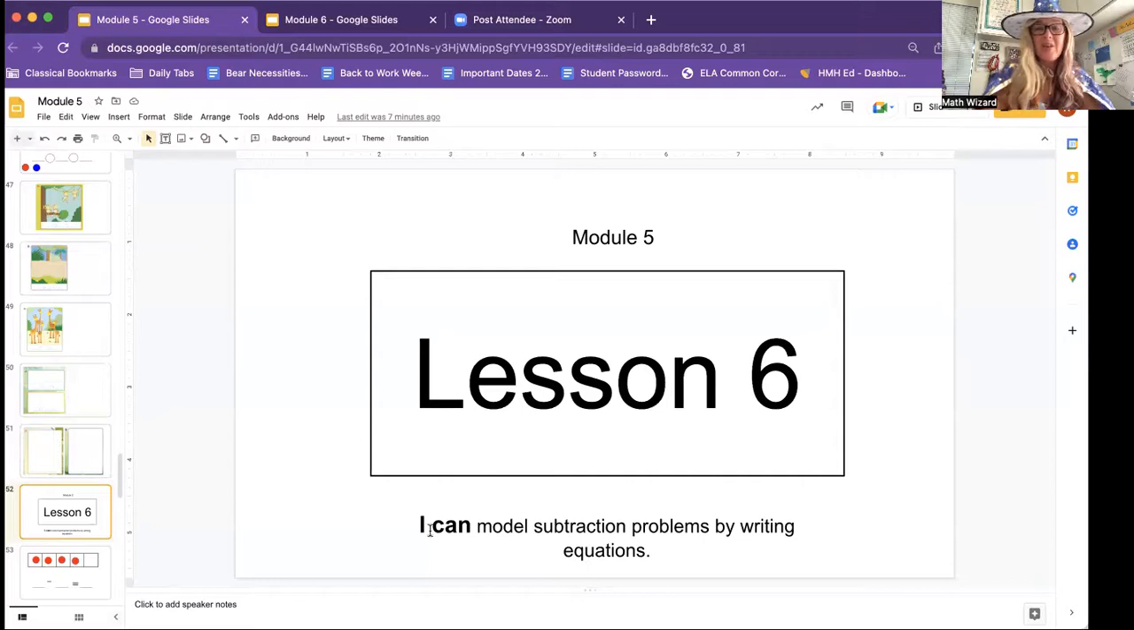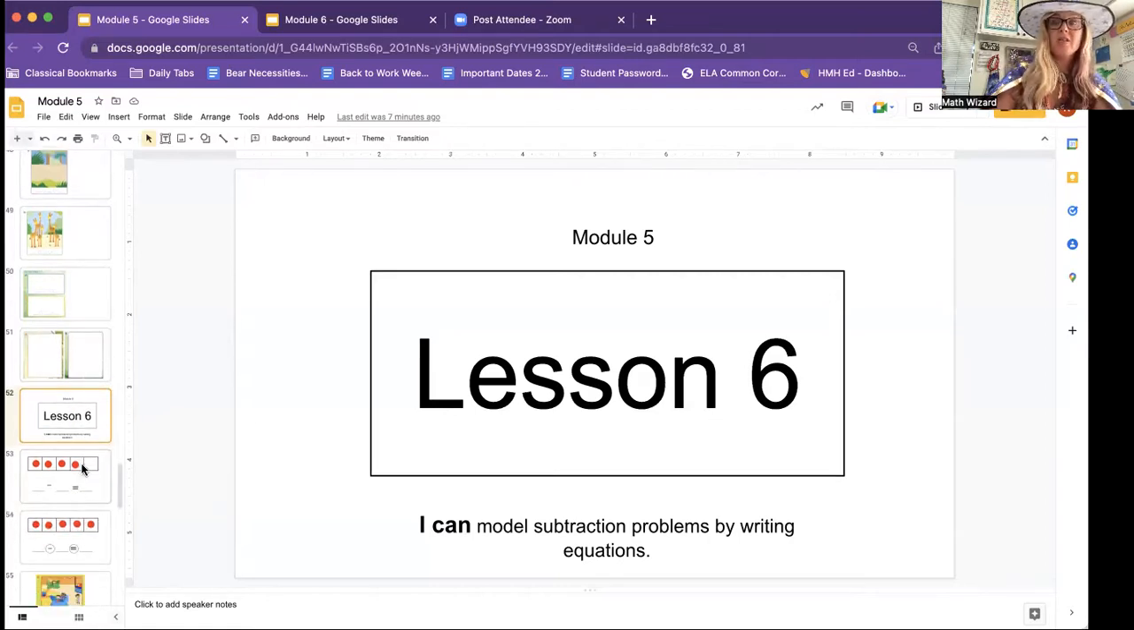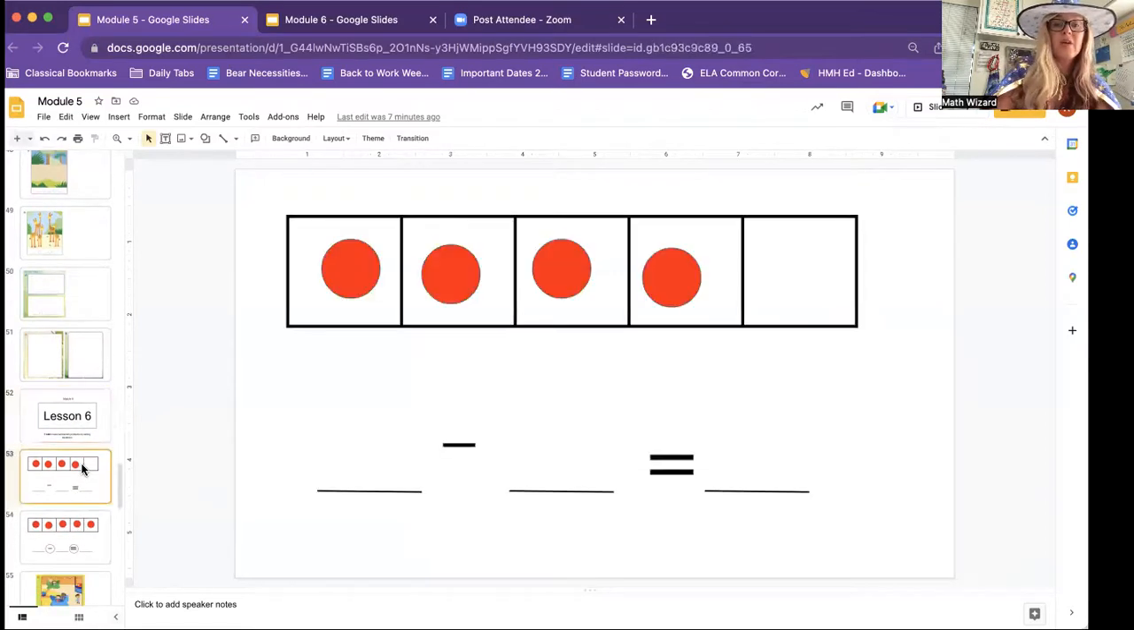Oh, you're ready. Great. Okay, what's our I can today? I can model subtraction problems by writing equations. So we are going to model subtraction problems by writing equations. So I want to look at it right here. Okay, do you see this right here? This is where we're going to put our numbers.